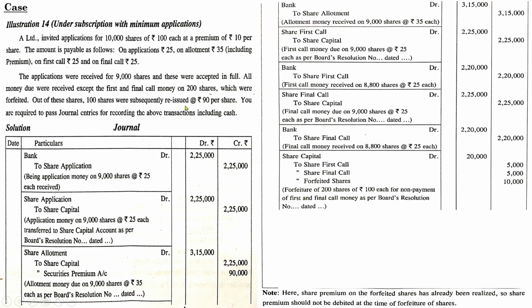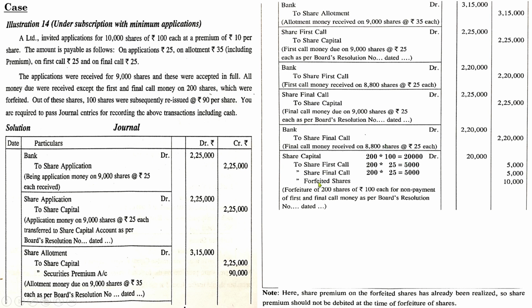And how many shares were cancelled? 200 shares worth rupees 100. So 200 into 100, 20,000. Next one, what is the value of first call? First call is 25. So 200 into 25, 5,000. Next one, 200 into 25, again 5,000.